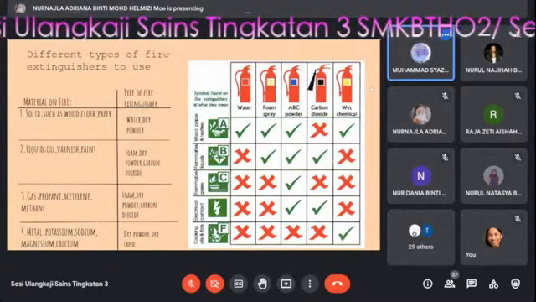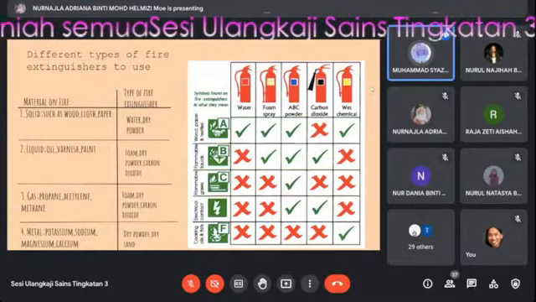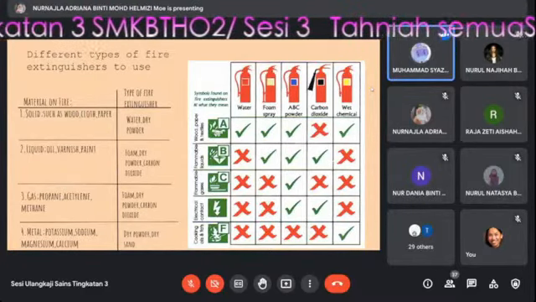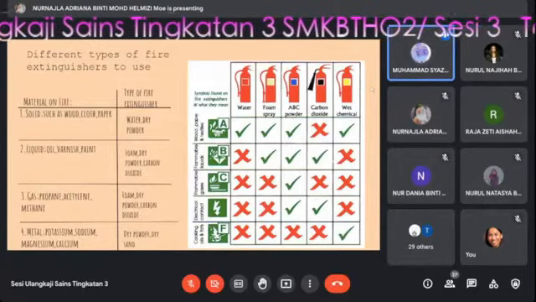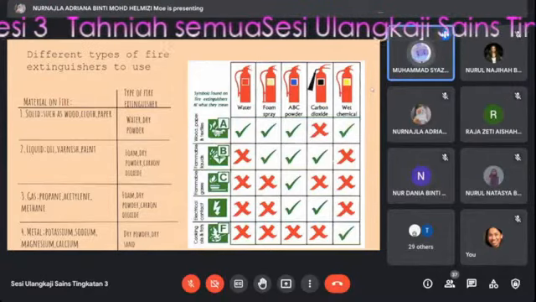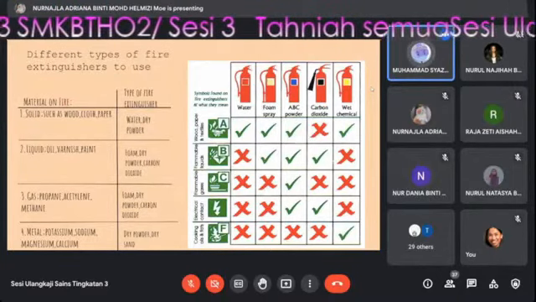ABC powder is dry powder and it can be used for putting out most of the materials on fire. Secondly, we can use foam, dry powder, and carbon dioxide type of fire extinguishers to put out liquid material on fire, such as oil, varnish, and paint.